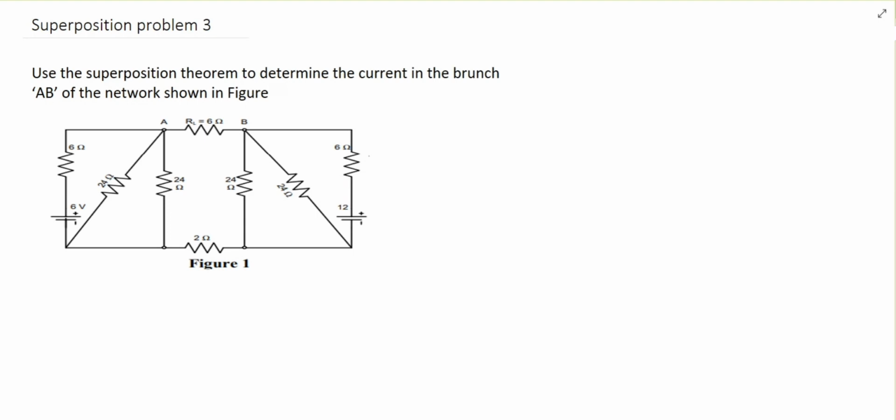Welcome to another video where we are going to solve a problem using the superposition theorem. As the question asks, use the superposition theorem to determine the current in the branch AB, or the current flowing through the 6 ohm resistor. This is the circuit given. I hope all the parameters are visible.